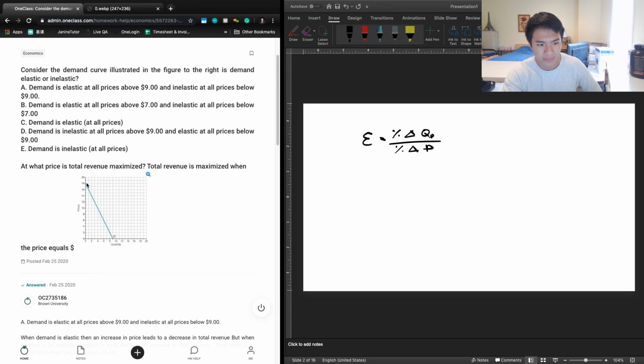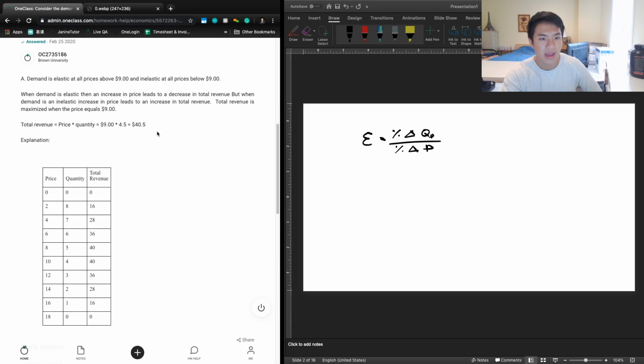So essentially, if the portion above $9 is elastic, then we should be dropping prices until it's $9. And for when demand is inelastic, increasing prices increases total revenue. The reason that is the case is because what we're saying in that sense is that quantity demanded is relatively less responsive to increases in prices.